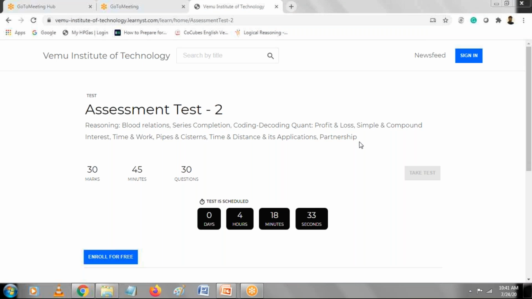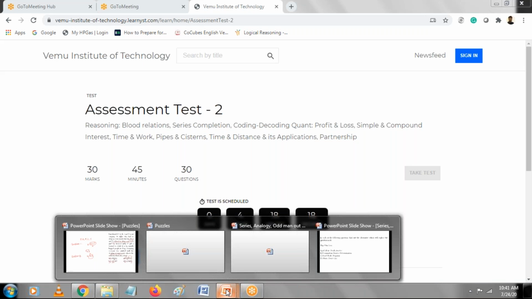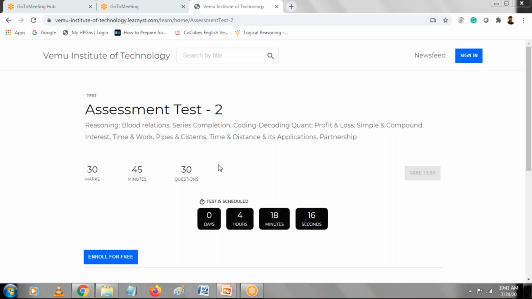The syllabus is also mentioned in reasoning and quant: what are the topics you have to focus on, as already discussed. Topics completed up to Thursday, up to yesterday. The test is scheduled for 30 marks, 45 minutes. But guys, you have 1/4 negative marking. If your answers are correct, you will get +1. If your answers are wrong, you will get -1/4. So 1/4 negative marking is there.